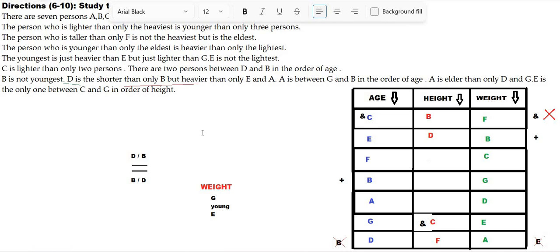And the last point is: E is the only one between C and G in the order of height. So we have to take E here. E is the only one between C and G. So this is G. And who is left here actually? Nothing but A. That's all. That is the table. And this information is usually followed by 5 questions. We have to answer these 5 questions by following this table. That's all. Have a nice day. Thank you.